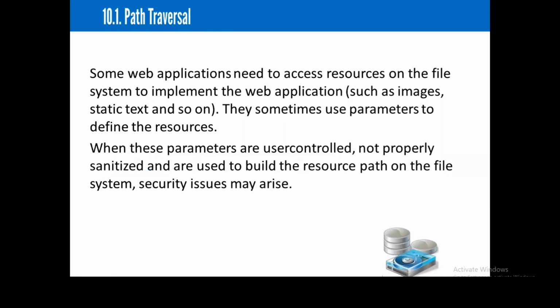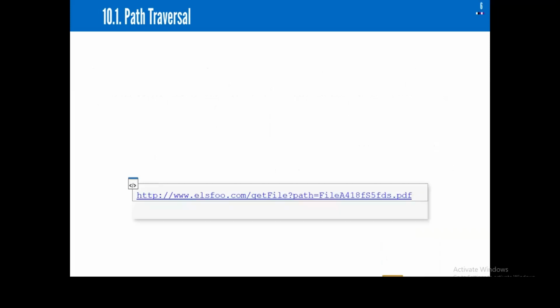As you all know, some web applications need to access resources on the file system, such as images, static text, and so on. They sometimes use parameters to define the resources. When these parameters are user controlled, and are not sanitized and are used to build the resource path on the file system, this can cause a security issue. For example, let's presume that this is the target URL.